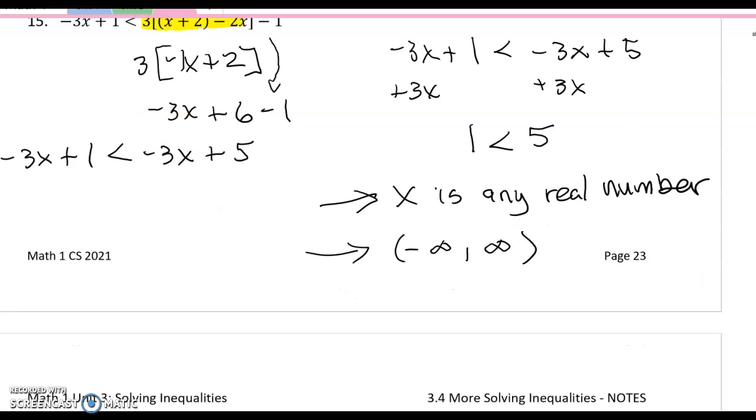When it comes to interval notation, I'm looking for this. Negative infinity, comma, infinity. And when it comes to a number line, you are shading the entire number line. All right, so again, for a situation like this, this is the expectation when it comes to your responses.